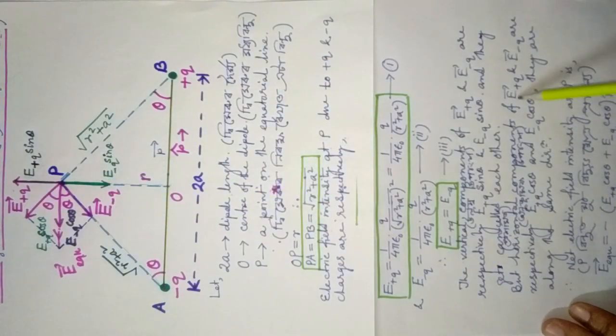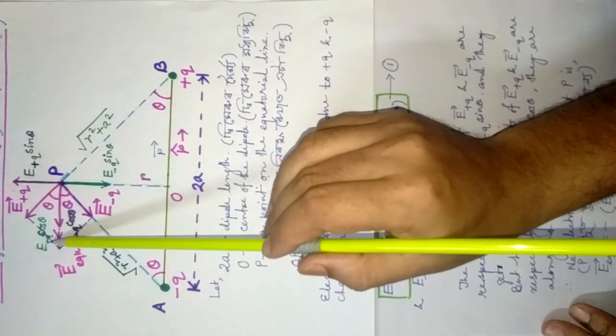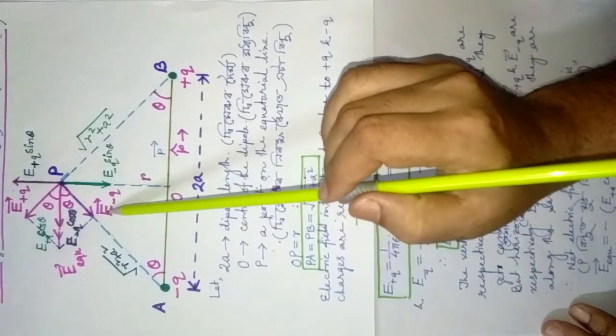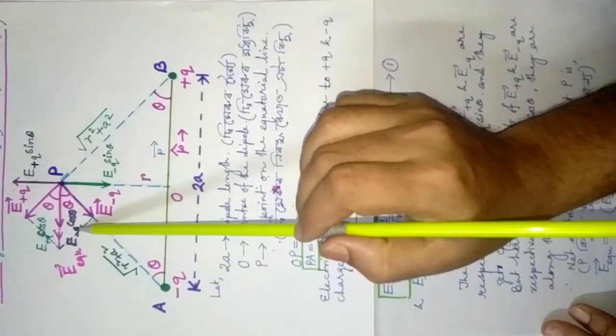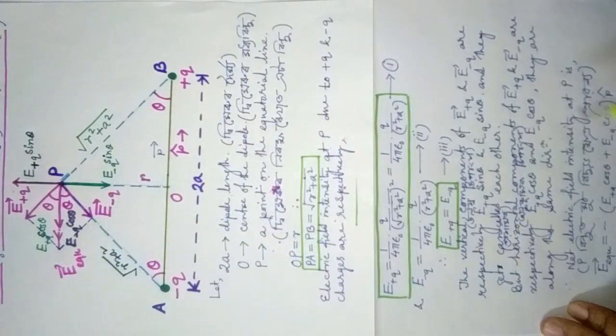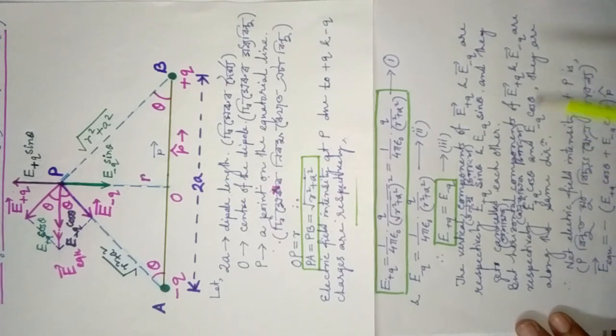But what about the horizontal components of the E vector due to +q and the E vector due to −q? The horizontal component of E₊q is E₊q cos θ, and the horizontal component of E₋q is E₋q cos θ. Both are along the same direction, which means they will not get cancelled. That's why they will be added up. Now the net electric field, see here.